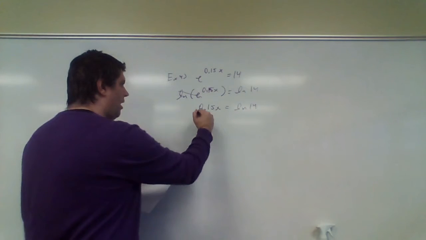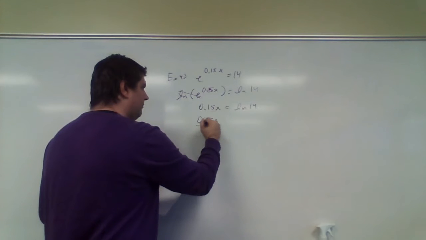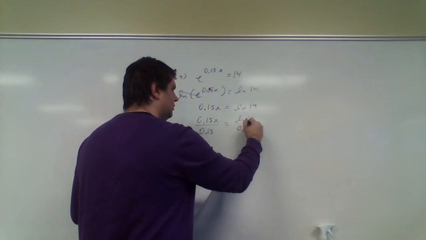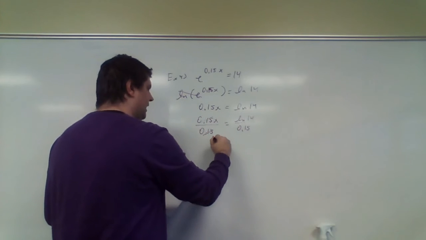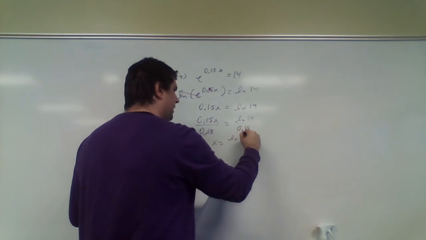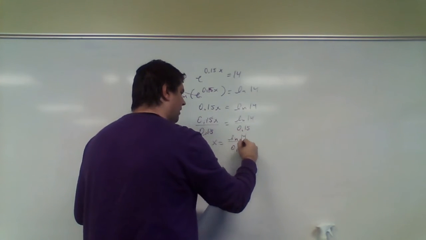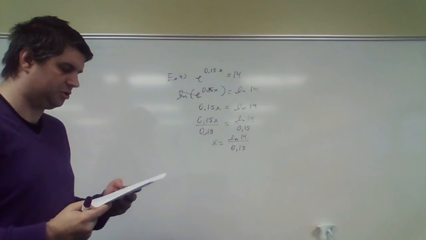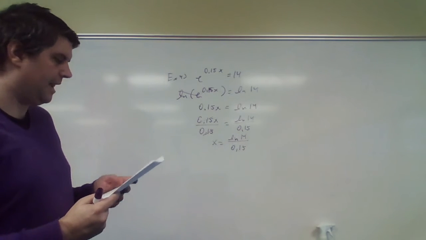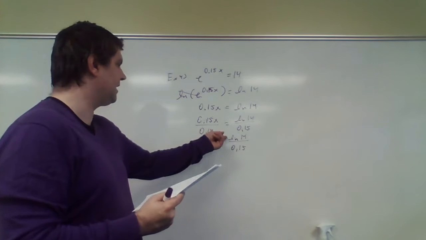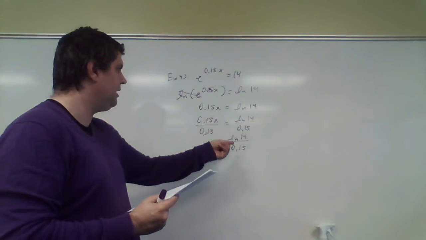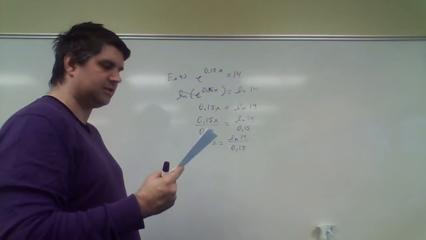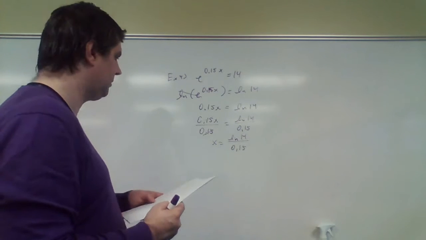Then I would divide off by 0.15. Cancel, cancel, and x equals the natural log of 14 over 0.15. All right, and that is the exact solution. For the decimal approximation, you would take the natural log of 14, hit enter or equal, and then divide by 0.15. Okay, I got something that rounds to 17.6 when I did it earlier.